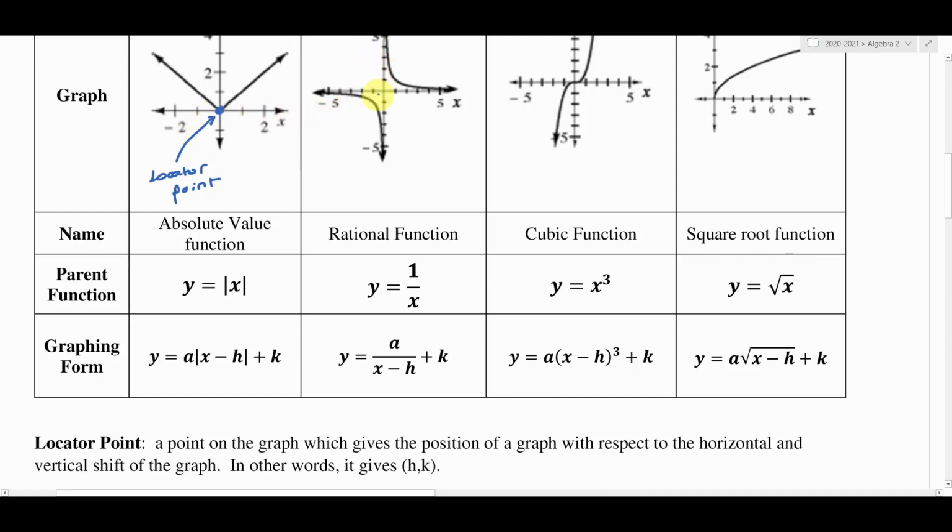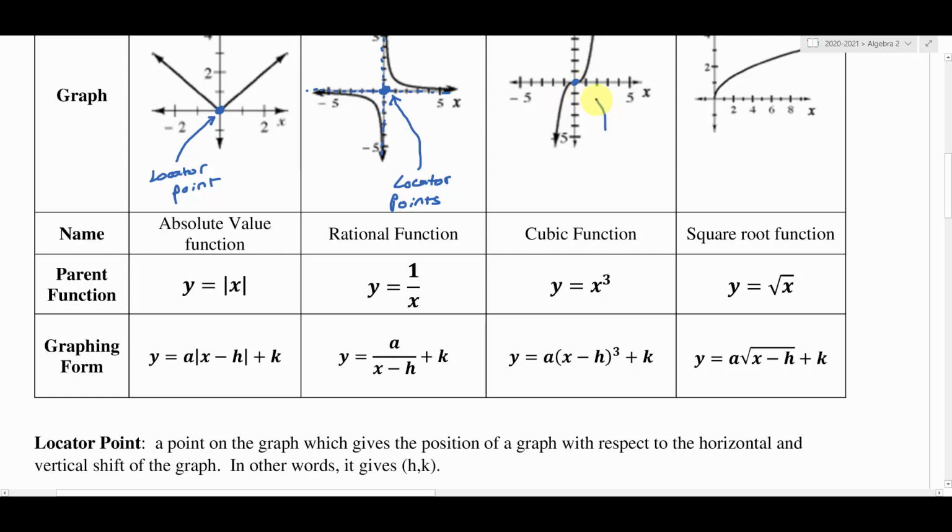Now the rational function's locator point is actually the intersection of the asymptotes. So we would draw in our asymptotes, and the locator point is located right here on the origin at (0, 0). You might want to note these in your notebook, wherever you are keeping this information, because you're going to want these locator points later on to do certain problems. You need to be able to find these locator points to write the equation. The locator point for a cubic is located right here, and this is called the point of inflection for a cubic function, right there where it flattens out.